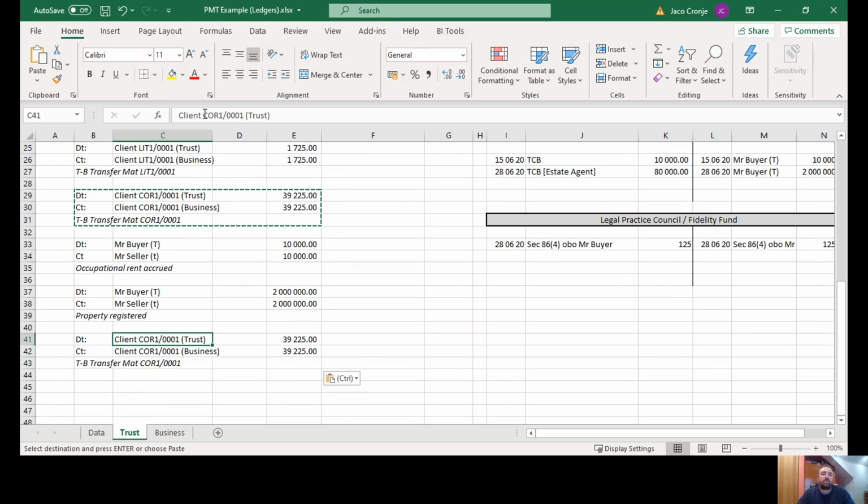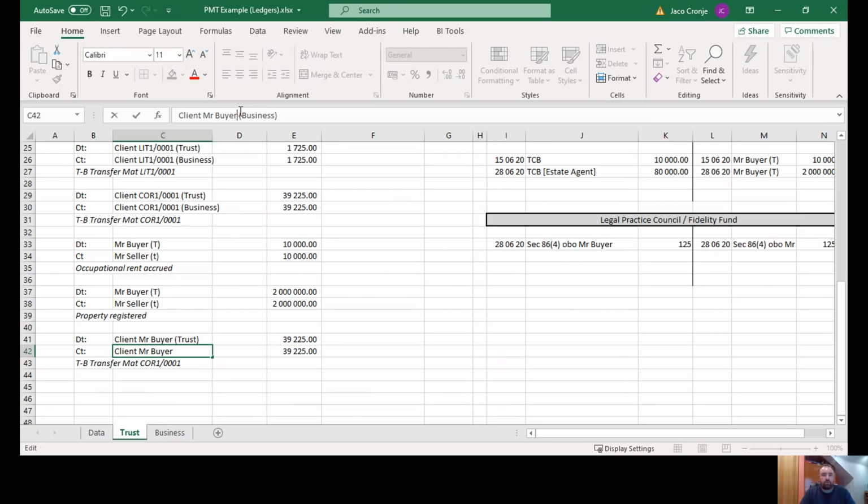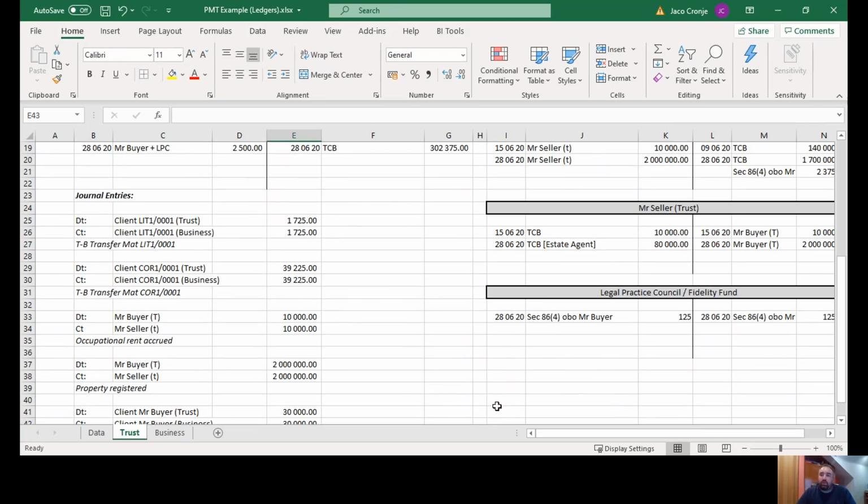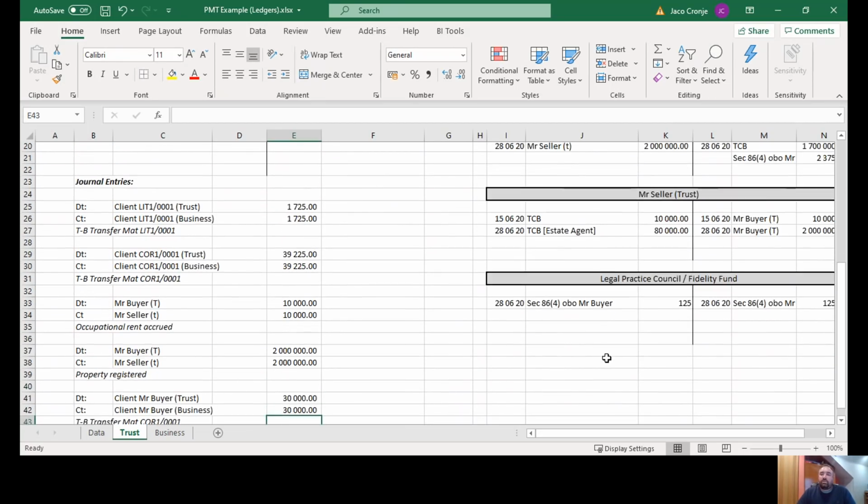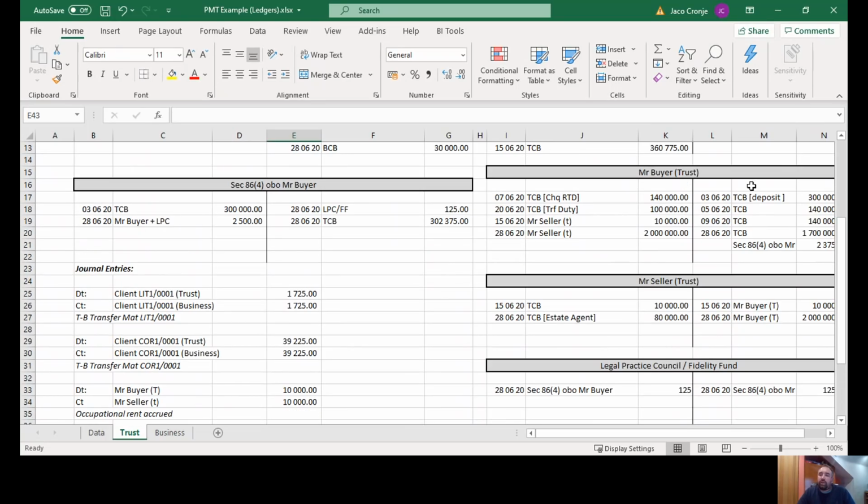So we are going to debit client Mr. Buyer trust, and we are going to credit client Mr. Buyer business to the value of 30,000 Rand. Right. Okay, so now we must go and actually do this. So we say you now don't have that amount in trust anymore because we are taking 30,000 Rand to Mr. Buyer's business account.